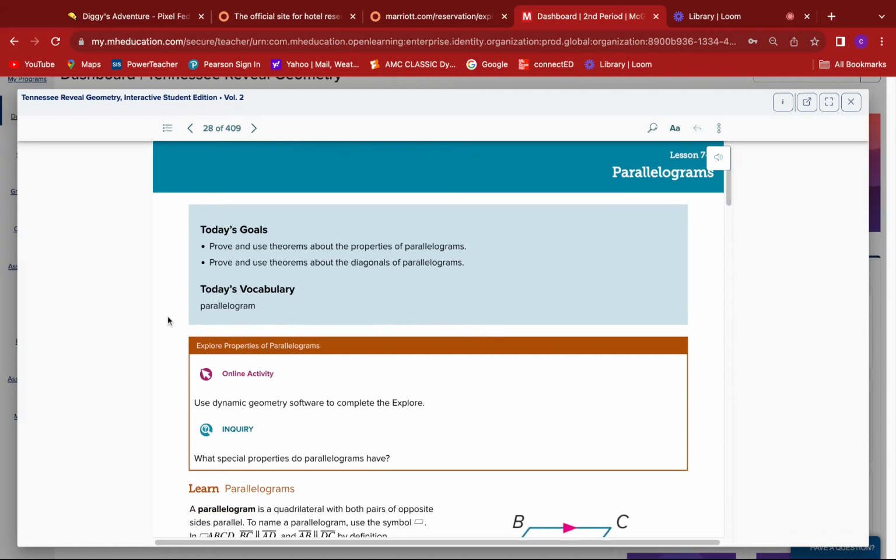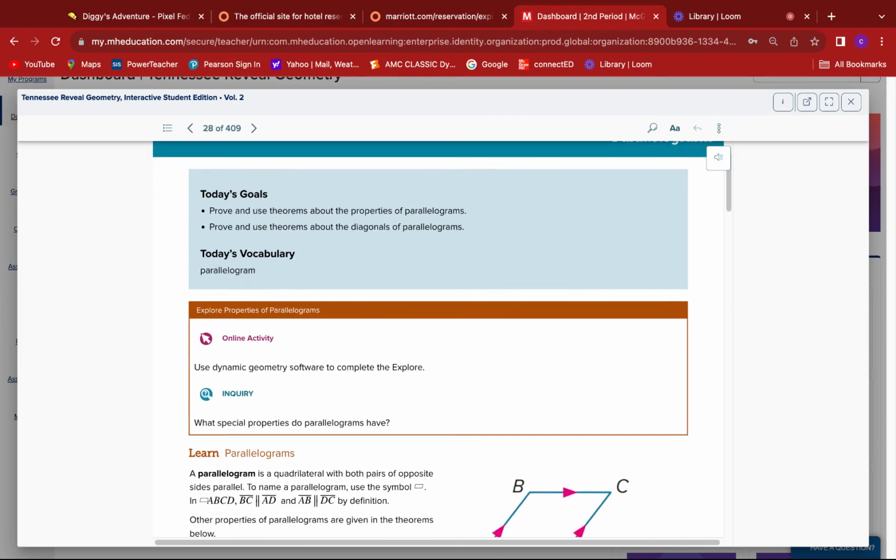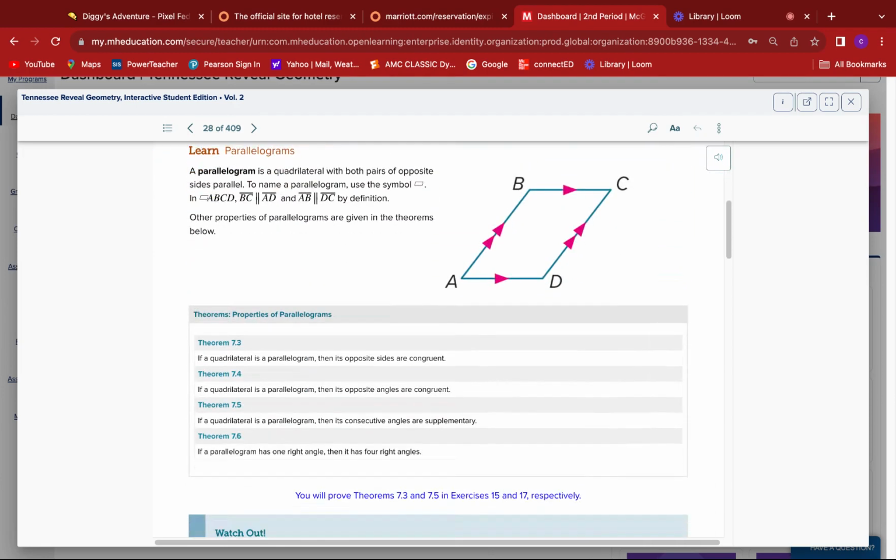All right, well, listen, there are 5 things you need to know about a parallelogram. So I'm hoping that this is going to tell us. Okay, perfect, right here. On page 413 of your workbook, it tells you right in the middle of the page, these are the basic things you need to know about a parallelogram.